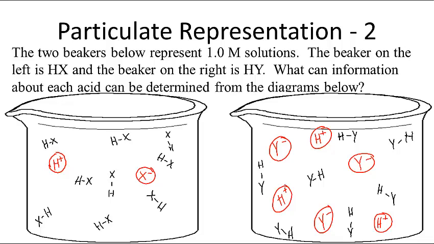All right, HY is more acidic, meaning HY is a what acid? Stronger acid. So HY is stronger than HX. The right one has a lower pH, higher concentration of H plus. So this would have a higher concentration of H plus, which would be a lower pH.